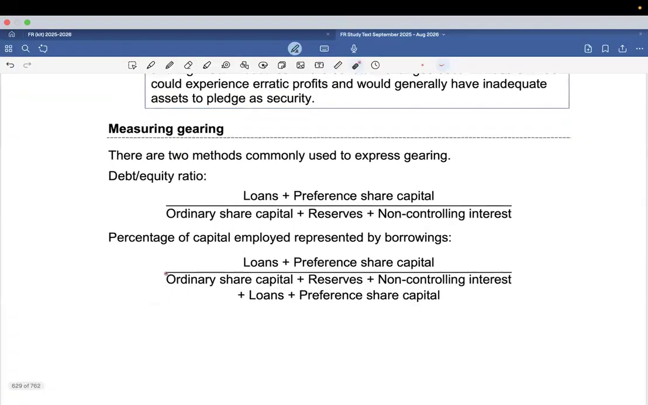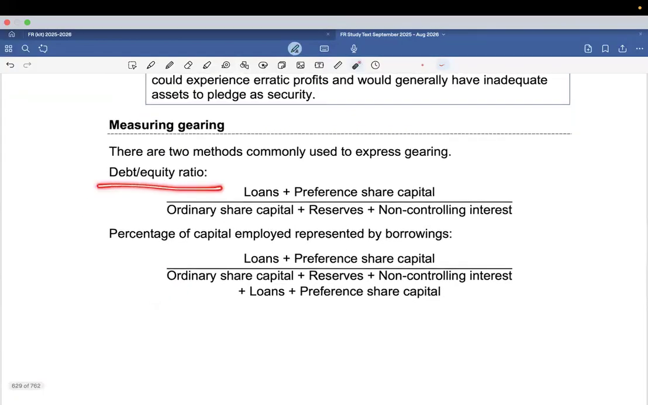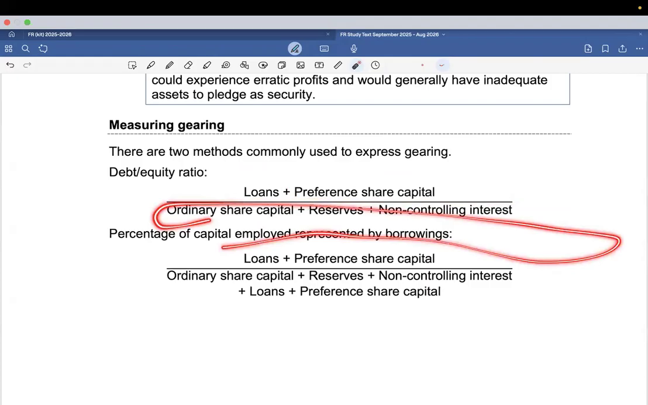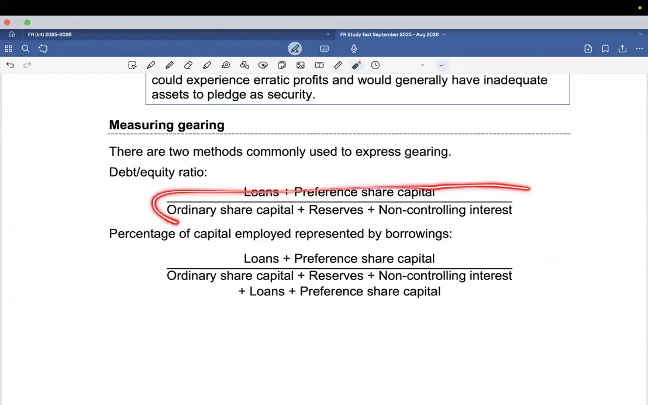How do you measure gearing? The first one is the debt equity ratio, which is debt divided by equity. In case of debt, what all debts do you have? You have the long term borrowings that you choose to take. You have the preference share capital because it comes under debt. This is divided by equity, that is equity plus non controlling interest plus reserves. So this is basically the split.